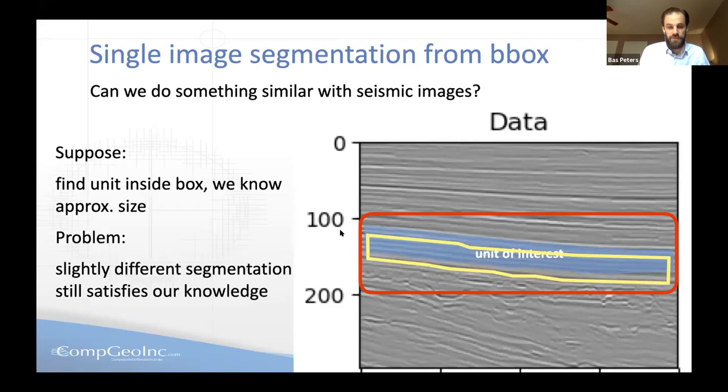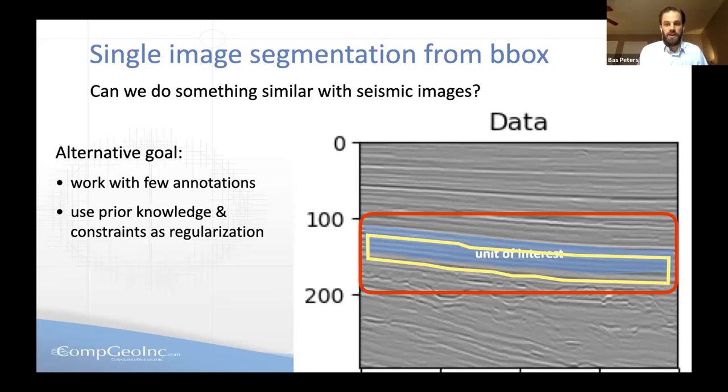If you would have a different segmentation, suppose you get the yellow segmentation, that's completely wrong, but it does fit all knowledge you have. It's still within the box. It has the same size and it follows boundaries that are in the seismic image. And it also has the same sort of geometry, the same curvature. And so every property is essentially the same. So it's really, this is not gonna be easy.